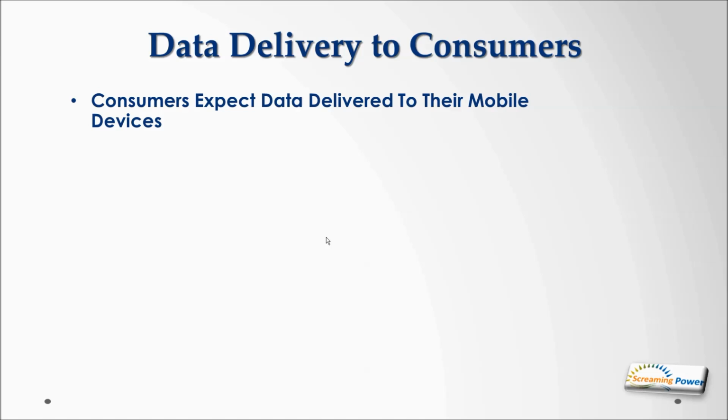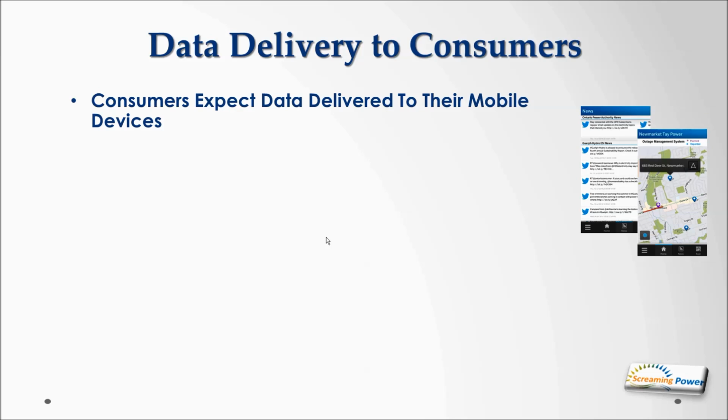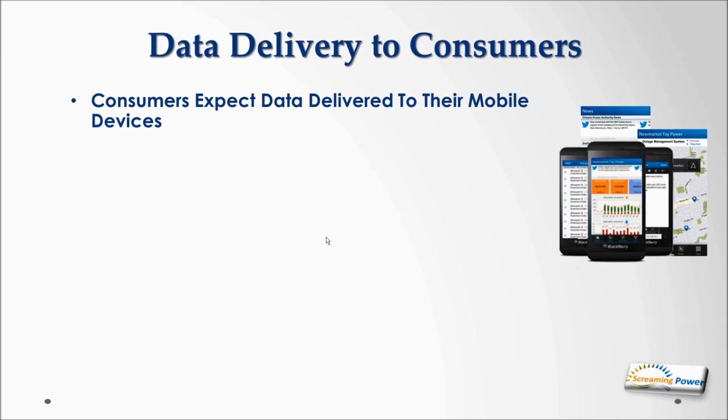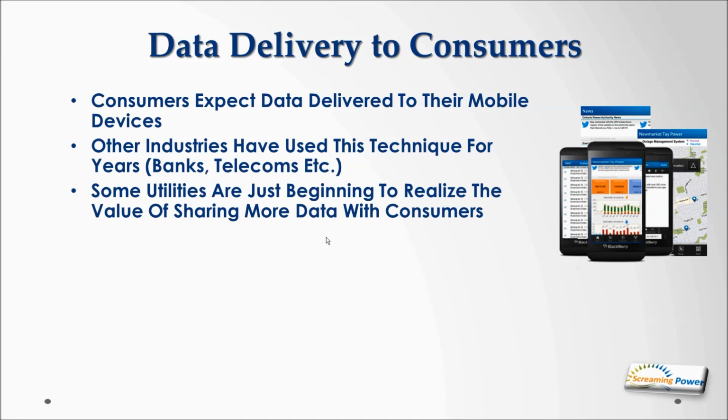Now let's briefly talk about delivery of data to the customers or consumers. This is a fairly new concept for a lot of utilities, but consumers are expecting a lot of data to be delivered to their mobile devices. And here we're not just talking about Twitter feeds or locational information, we're talking about billing information, usage information, etc. They already expect this kind of facility from other industries, particularly the banks and telecoms. And some utilities, as I say, are just beginning to realise the value of sharing more data with the consumers.